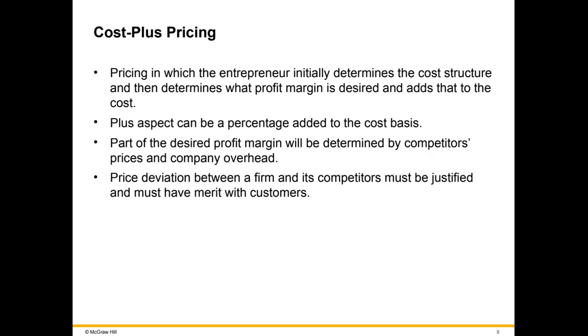So cost plus pricing, that's what we were talking about. That is pricing in which the entrepreneur initially determines the cost structure and then determines what profit margin is desired, added to the cost. The plus aspect can be a percentage added to the cost basis. So you can think about either adding a fixed amount to the cost or a percentage of the cost to the product. Parts of the desired profit margin will be determined by competitors' prices and company overhead.